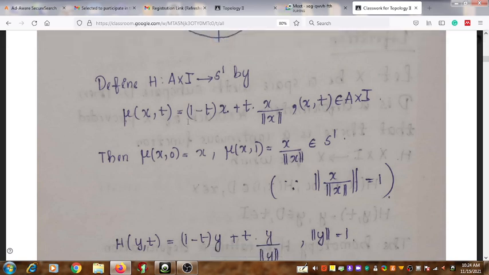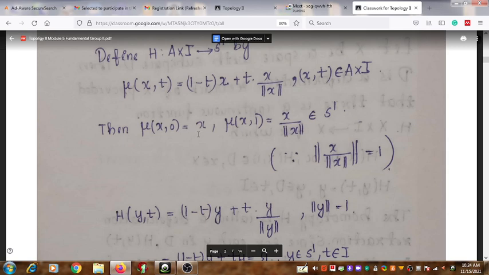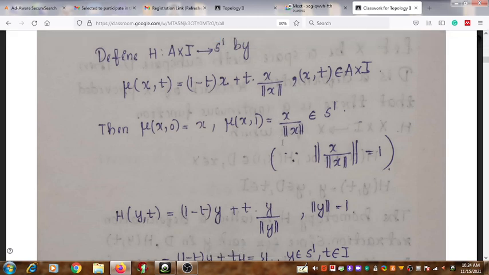So mu of (x, t) equal to (1 minus t) into x plus t into x by norm of x is the function here, the homotopy. When you want to verify whether the first condition is satisfied, you simply substitute t equal to 0 in this expression, and you can see that it reduces to x. And when t equal to 1 is substituted, it produces the value x divided by norm of x, which belongs to S1.